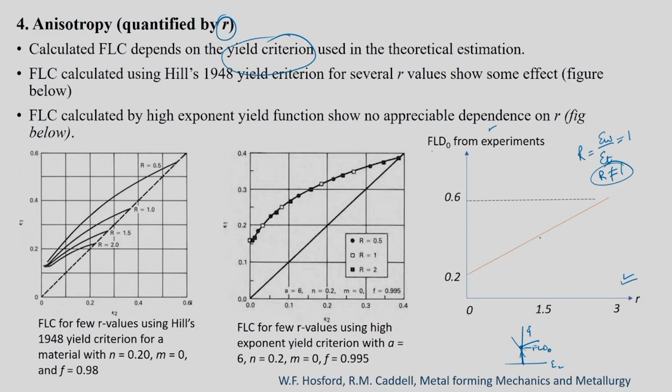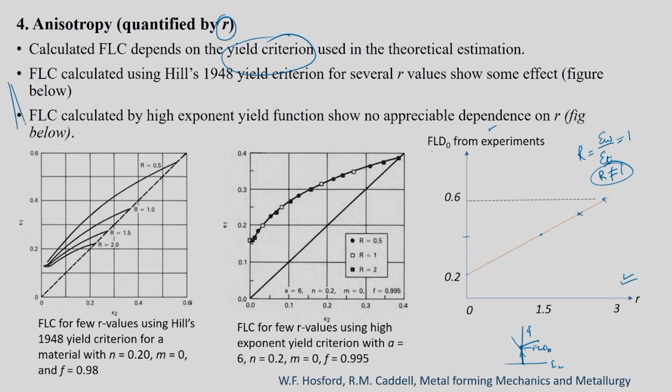For example, at about R of 1.5, your FLD0 could be about 0.4, that means the major strain epsilon 1 is about 0.4. At about R of 2 it is about 0.5, and at about 3 it is closer to 0.6. So an increase in R value generally has a positive influence on your FLD0, but it also depends on the yield function. As I said, there are two examples given here.